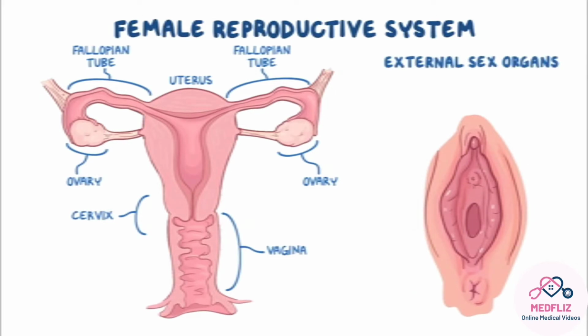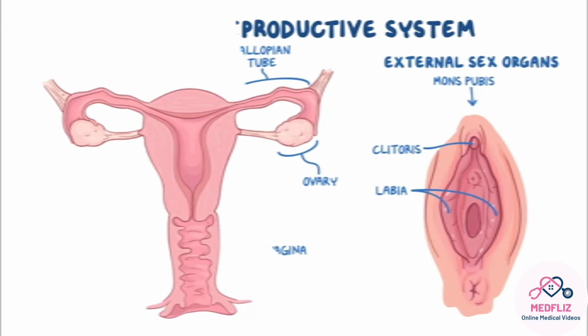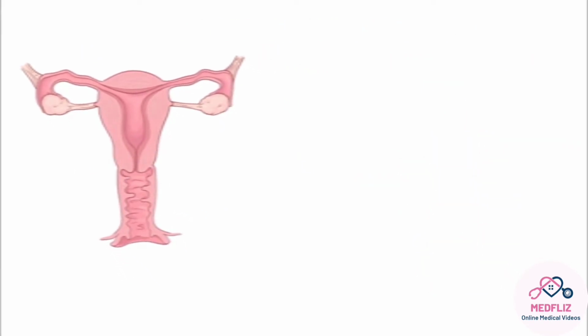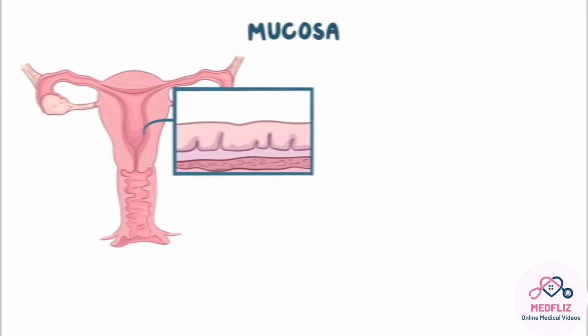At the opening of the vagina are the external sex organs, which are usually called genitals. They include the labia, clitoris and mons pubis. The vagina, uterus, and fallopian tubes all have a mucous membrane, which is the layer of epithelial cells which lines the inside of these organs.